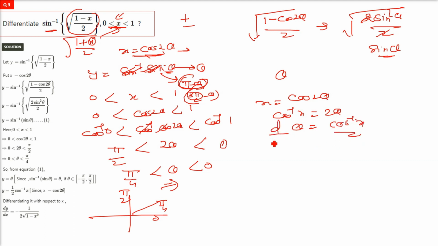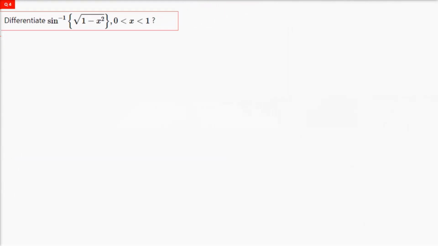So, you have to differentiate this d by dx. It is cos inverse x by 2. 1 by 2 is already there. Derivative of cos inverse x is simply negative 1 by under root 1 minus x square. So, minus 1 by twice of under root 1 minus x square.